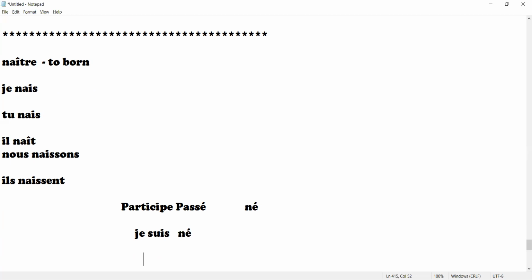Nous sommes nés. Is it simple? Nous sommes nés, because we have to apply the être conjugation, that's all. We just have to apply the agreement, accord, as I explained to you. So because nous is plural, we have to insert an s. Nous sommes nés.